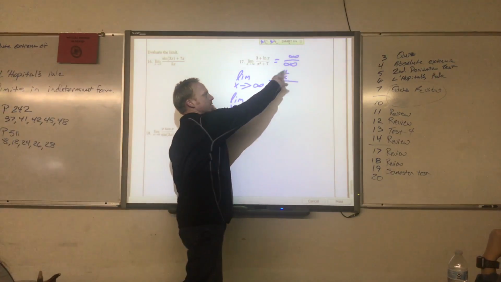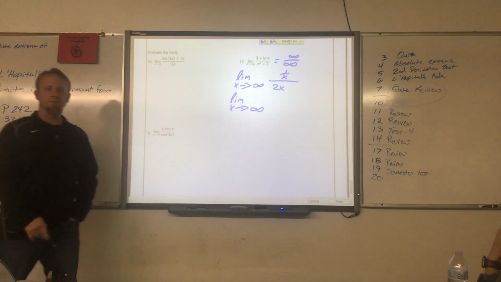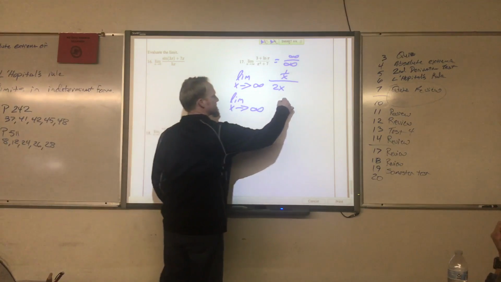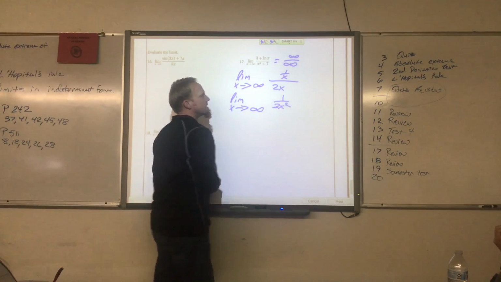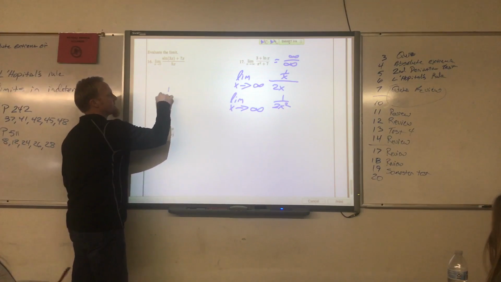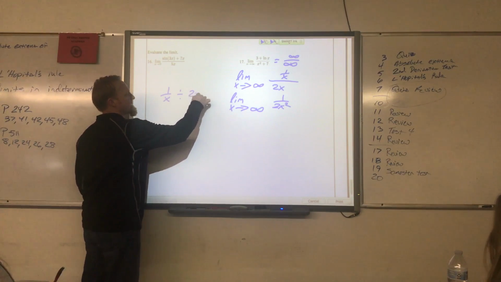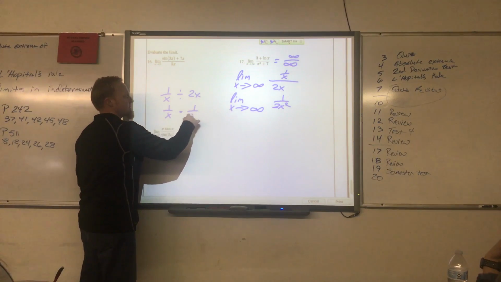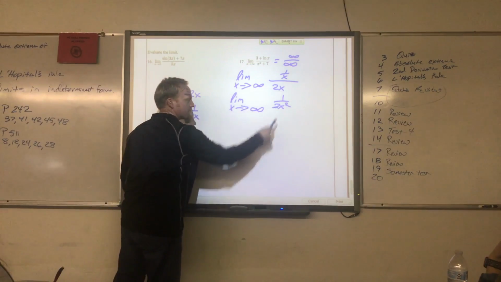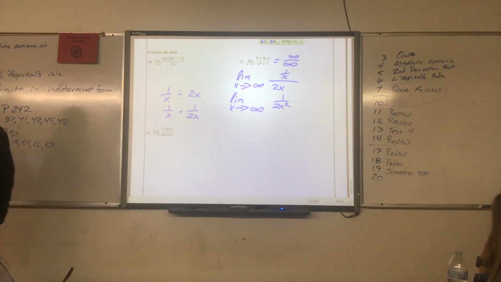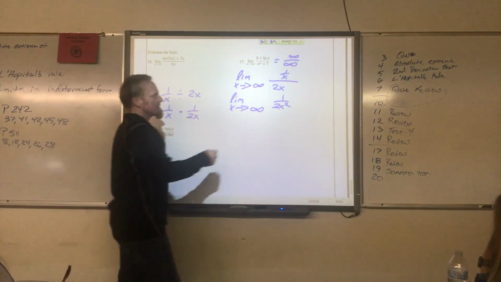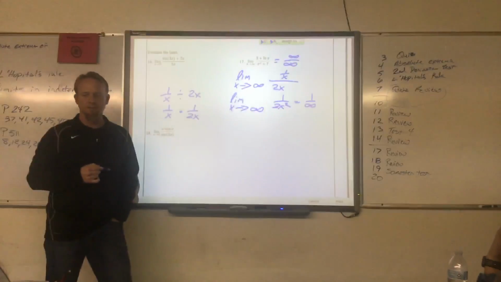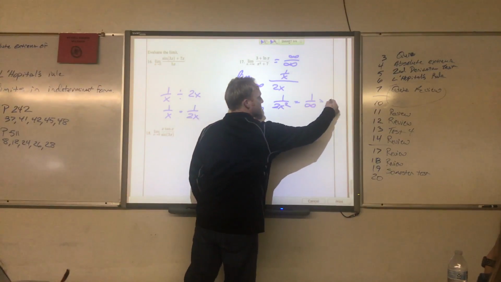Well, I need to clean this up before I plug in infinity. What is that when you clean it up? 1 over 2x squared. Okay, because remember, that's the same thing as 1 over x divided by 2x. What does the division symbol tell me to do? Multiply by the reciprocal. And that's where I get my 1 over 2x squared. Okay, plug in. I get 1 over infinity, which we know is 0. So my limit is 0.